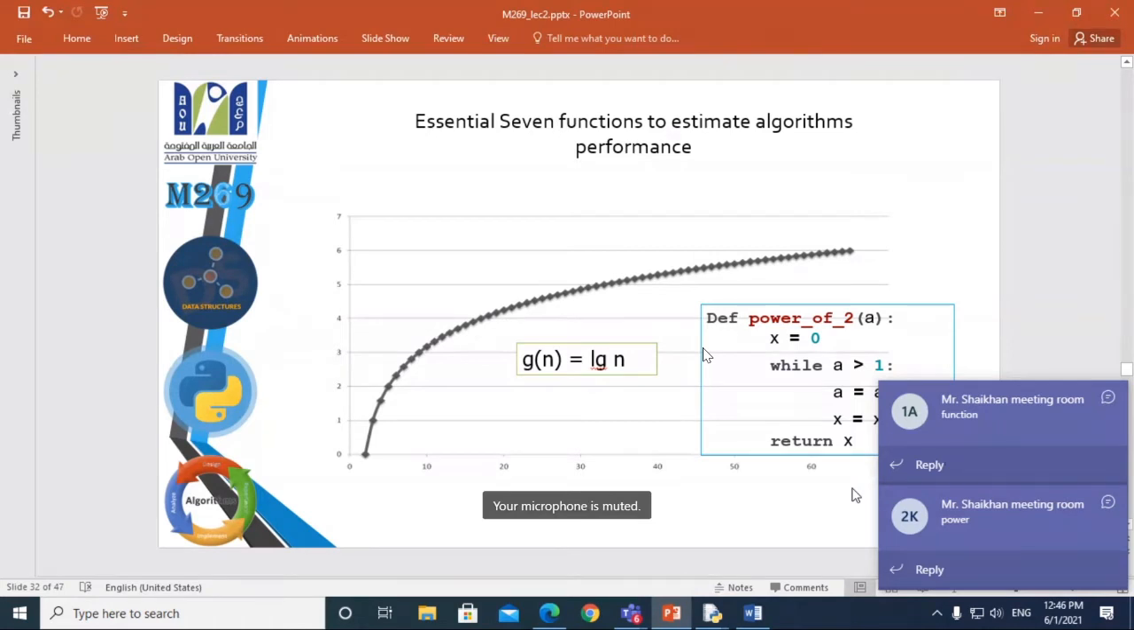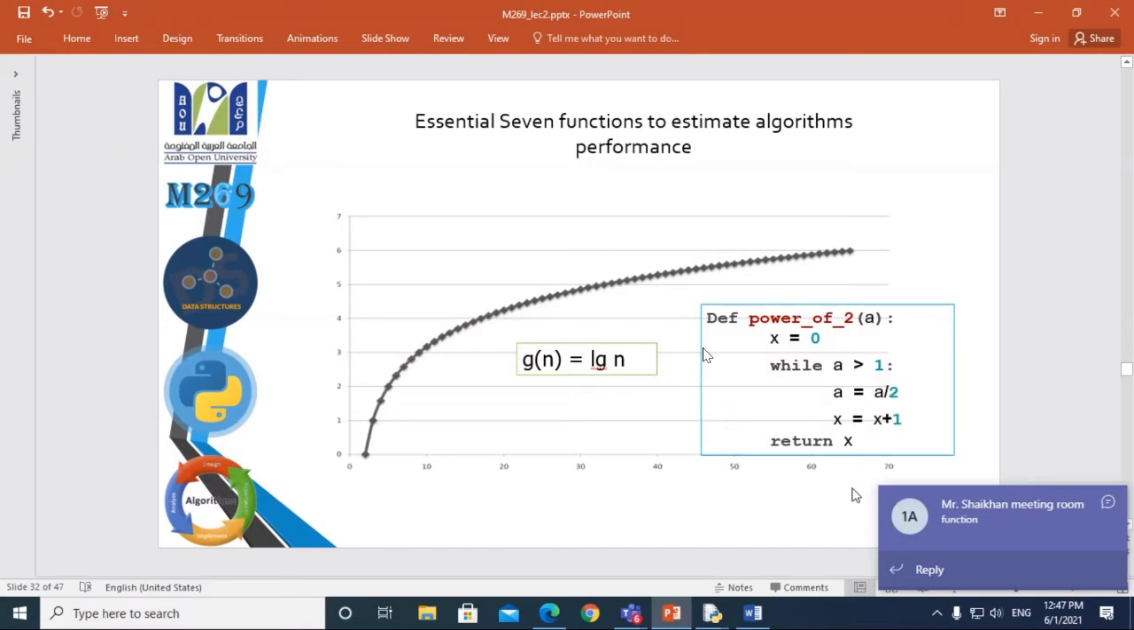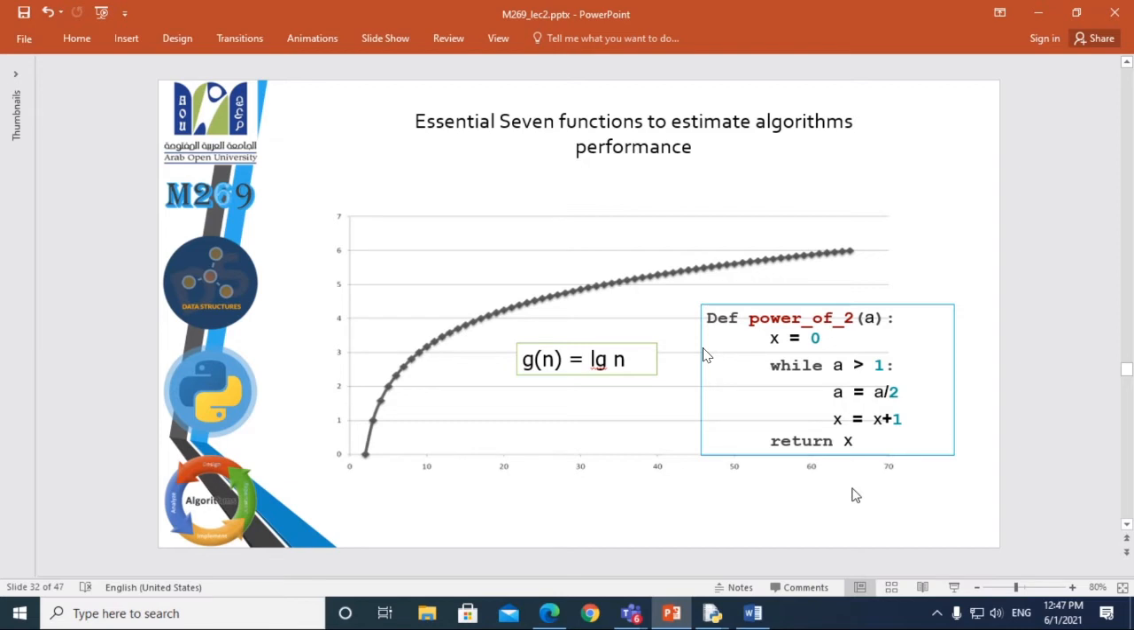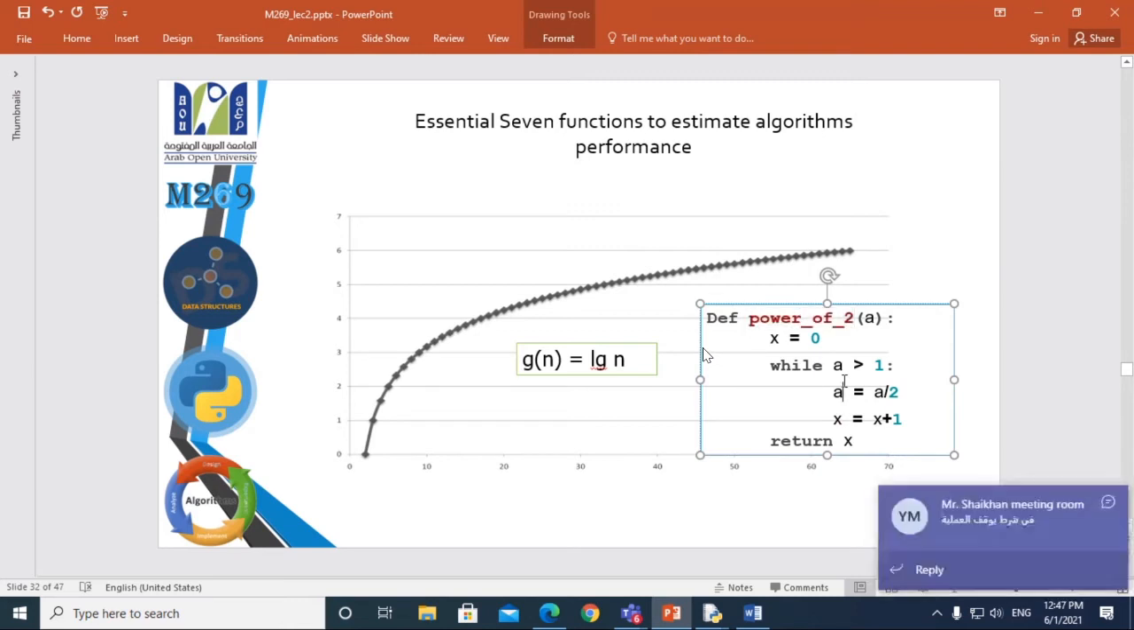Good. You said function. Excellent. Power. Okay. For the sake of our time and yours, let's see. That is a function, power of 2. Because x equals 0 and then we return the x. You are close, but if you go to the A, you will answer the question.